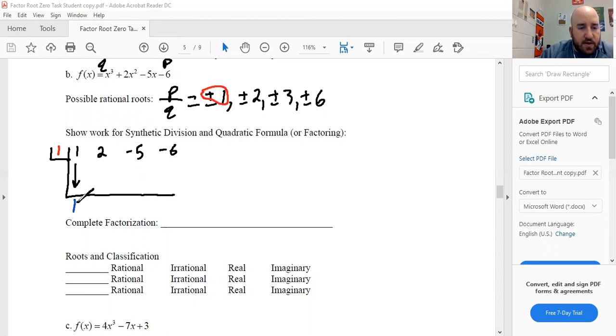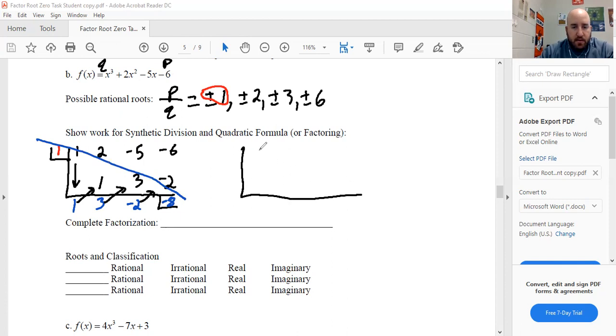Blue 1 times red 1 is 1. 2 plus 1 is 3. Blue 3 times red 1 is 3. Negative 5 and 3 is negative 2. Blue negative 2 times red 1 is negative 2. Negative 6 and negative 2 gives me negative 8. So positive 1 didn't work. Okay, it happens. Next.